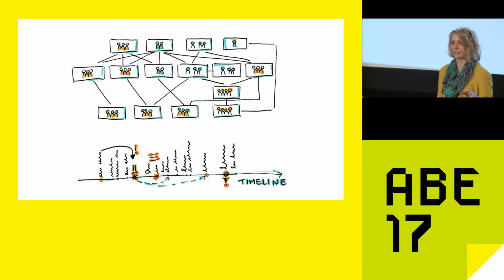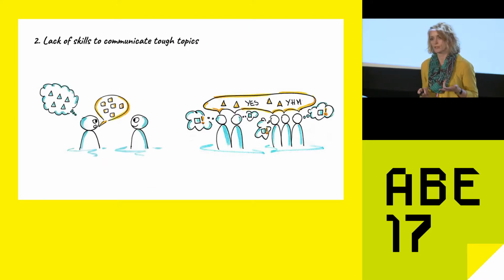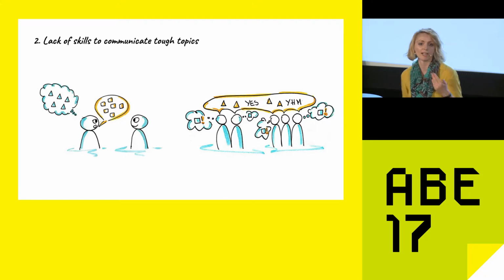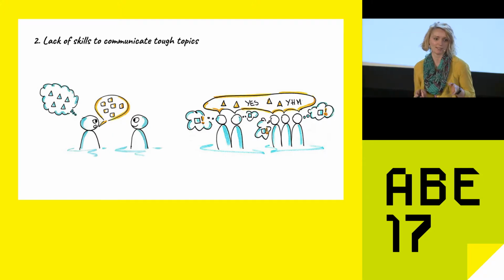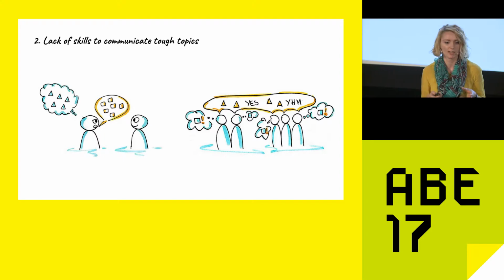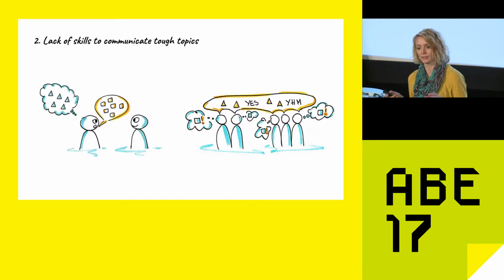And this is my second reason. This is my second challenge. I named it lack of skills to communicate tough topics. I will explain. I have a hypothesis that if everybody said what problems they can see around, we would have much fewer problems, smaller ones, because we would solve them much, much earlier.